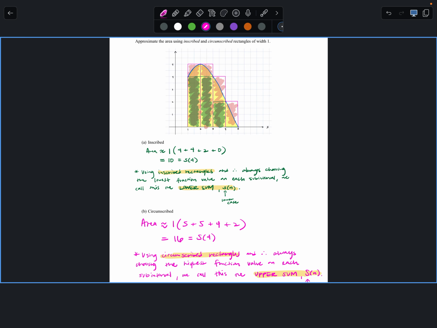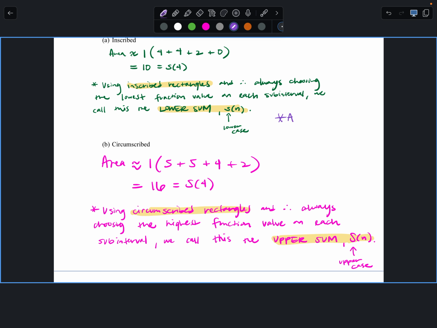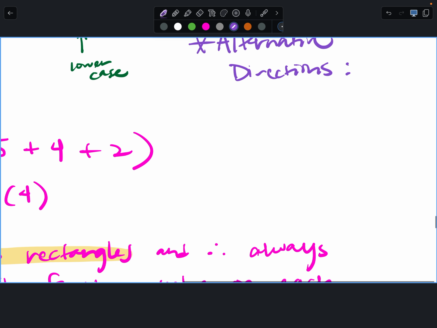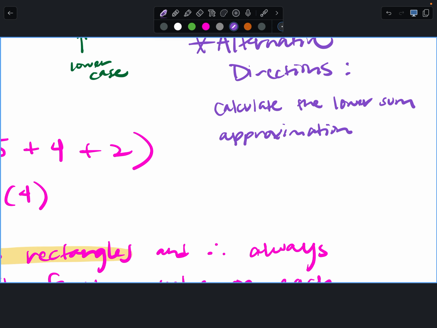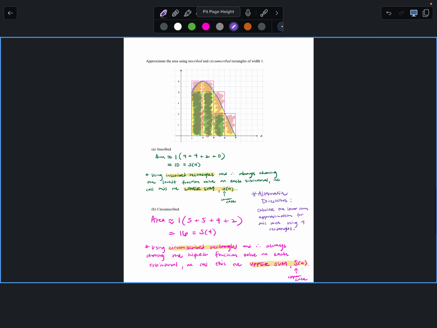And another way that you could see directions, like some alternative directions, could be like calculate the lower sum approximation for this area using like 4 rectangles. Something like that. Same thing, same calculation you would do, just different wording.